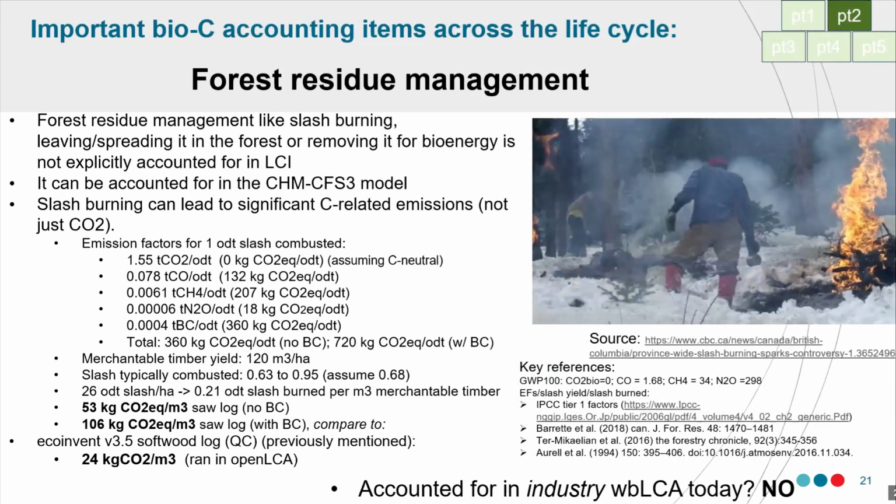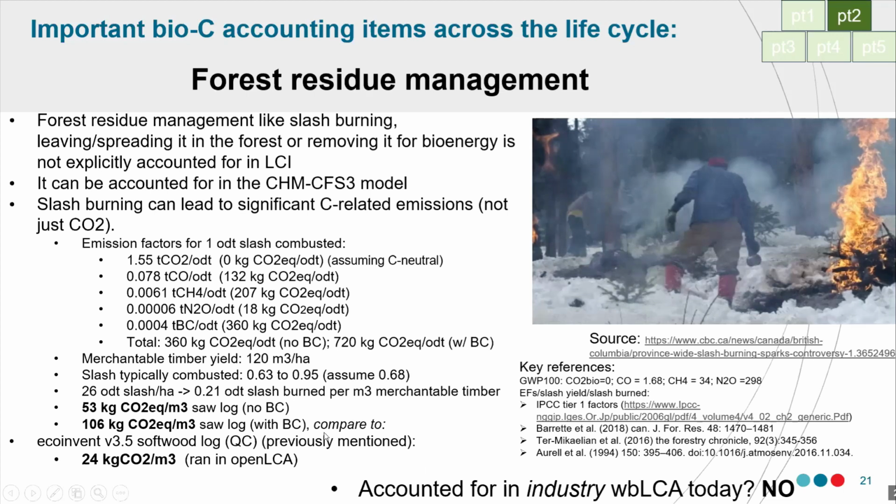What about forest residue management? Management like slash burning, spreading forest residues, or actually removing a significant portion of it for bioenergy. That's not explicitly accounted for in life cycle inventory in any typical database like ecoinvent in general. So in whole building LCA, those dynamics aren't really looked at explicitly, especially when it comes to slash burning, which can have significant emissions due to carbon monoxide, methane, nitrous oxide, and black carbon. When you add all these up, they can lead to quite a significant contribution on a per cubic meter merchantable log basis.